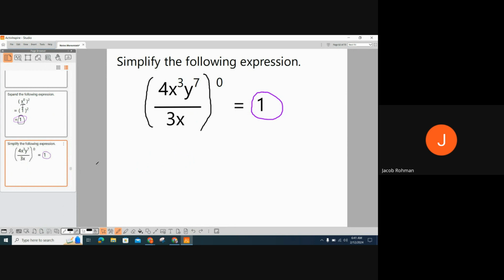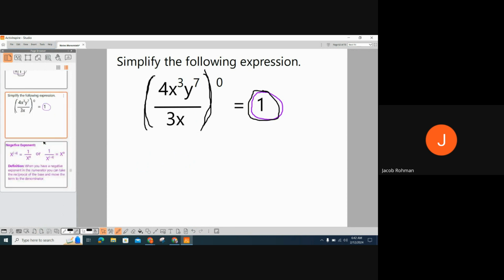Next, inside the parentheses we have all of this stuff, but really it doesn't matter because everything in the parentheses is to this 0 power. So that means that everything is going to be equal to just the 1. So that's why our simplified answer here is 1.